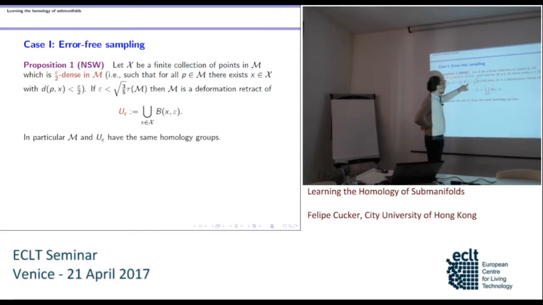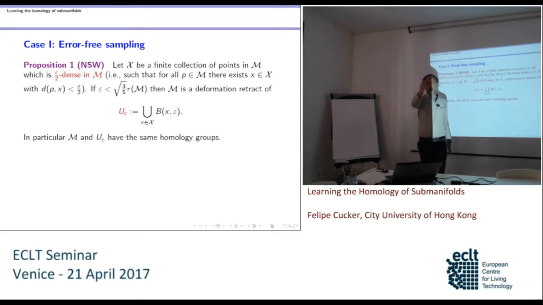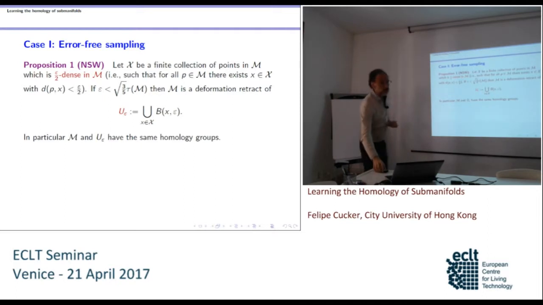Suppose that epsilon is bounded by this number, which is smaller than 1, times tau of M. Remember, tau measures how close we are to not being a manifold. If this happens, then M is a deformation retract. For those of you who know topology well; if you don't, simply forget about this expression. What is important is that M and U epsilon have the same homology groups. And what is U epsilon? U epsilon is the union of the balls with center x and radius epsilon.